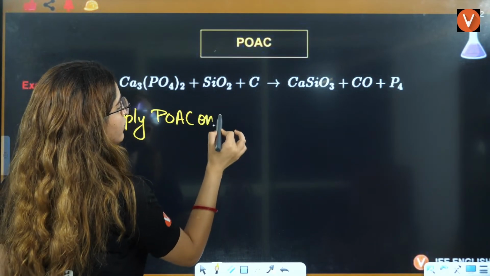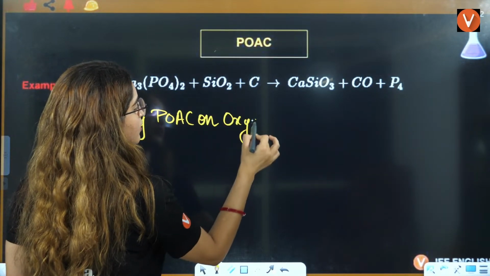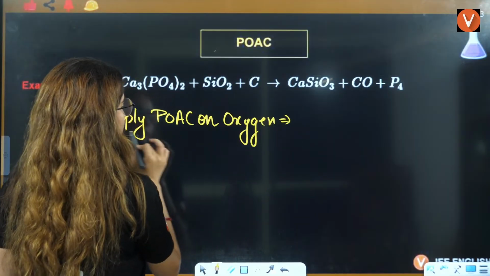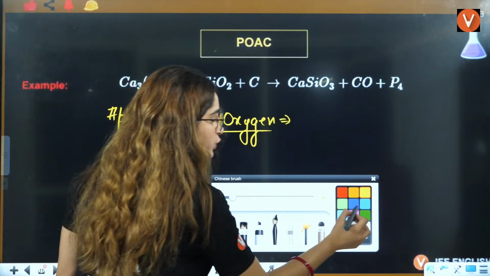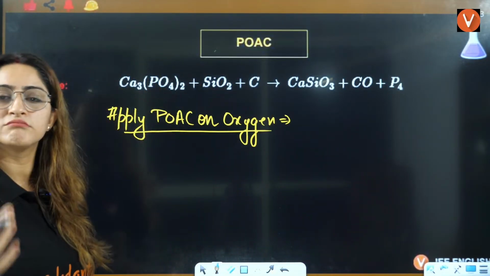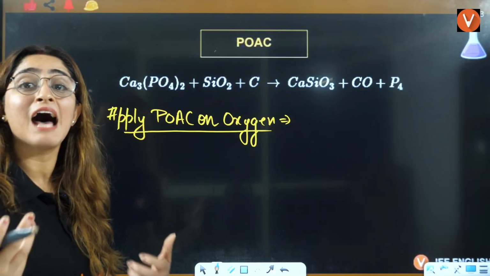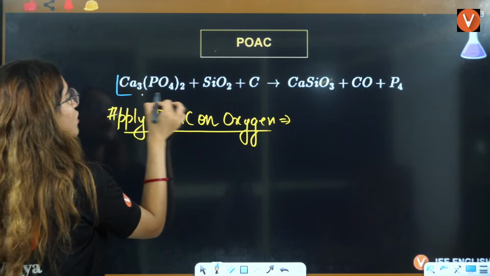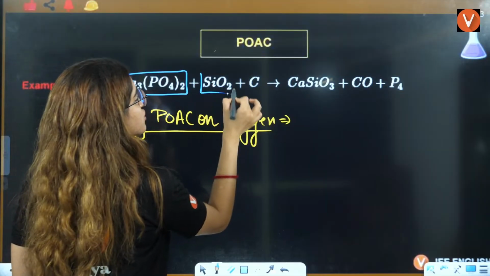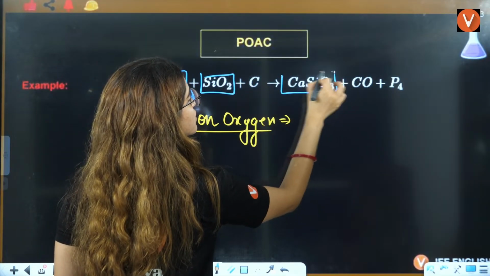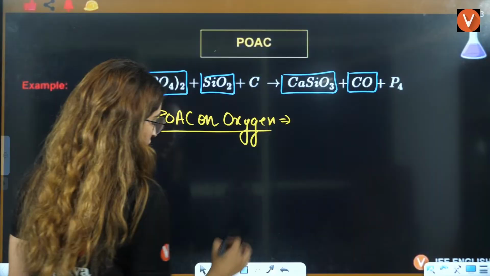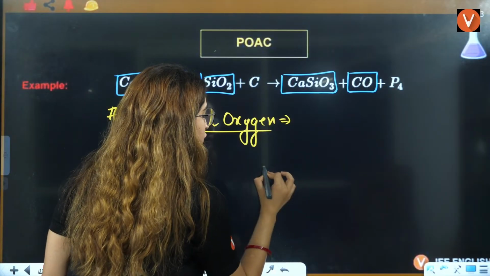Now let's apply POAC on oxygen atom, on oxygen. How are you going to apply this? Firstly, let us see how many compounds have oxygen. So this has oxygen, this has oxygen, this has oxygen, this has oxygen. Now see this very carefully.